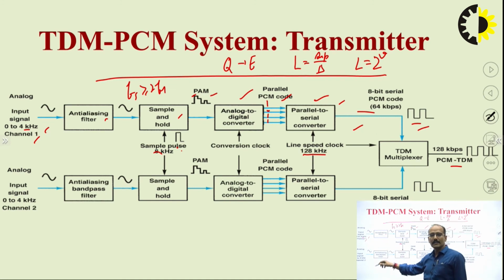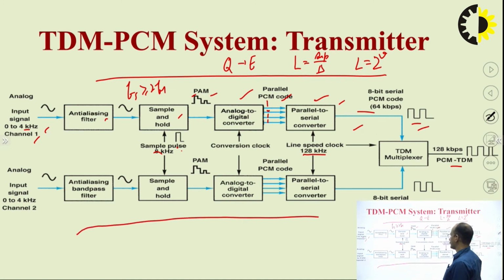Similarly for the other channels, the same process applies, and by combining all these inputs we use a TDM multiplexer and we get the TDM multiplex output. So for the TDM PCM system you can understand one point very clearly. What are you going to do? You are actually combining the various signals into one path.